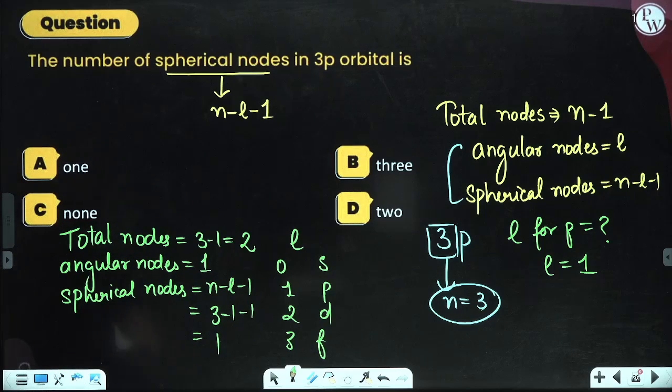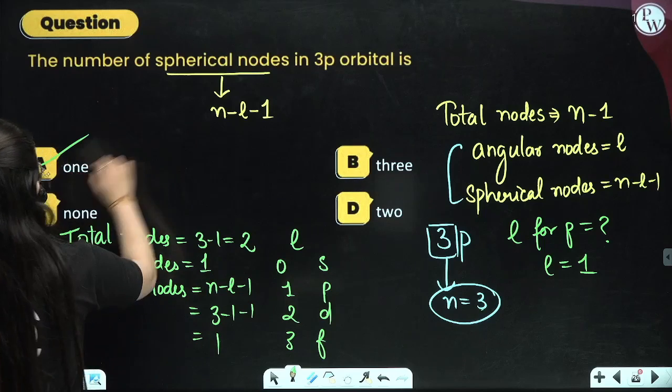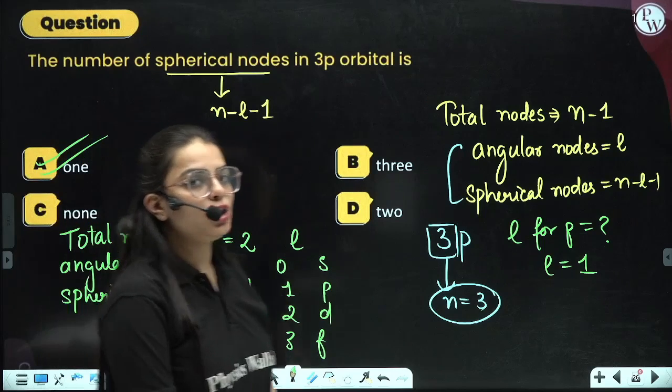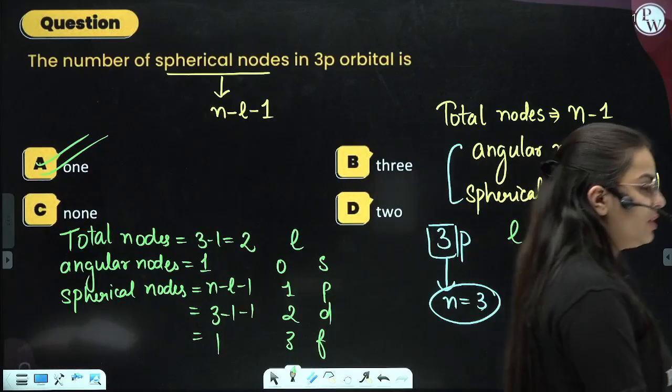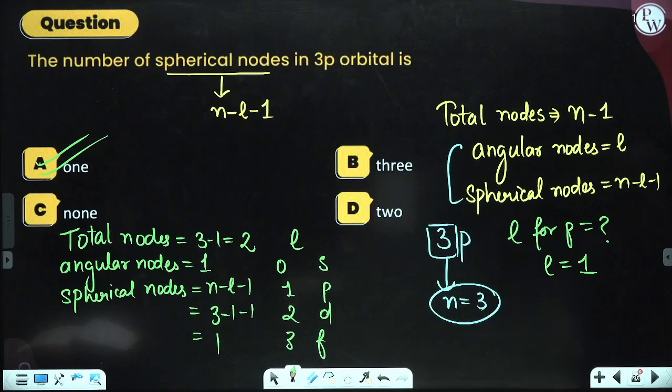Yes, students. Is it clear? If it is clear, then let me know. The number of spherical nodes will be 1. If it is clear, then we shall proceed towards the next question.